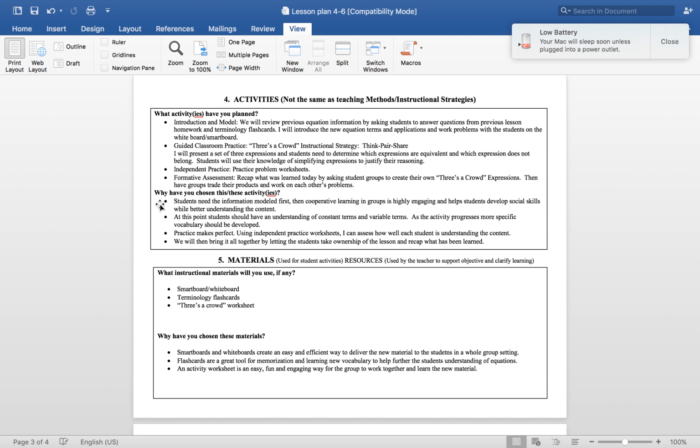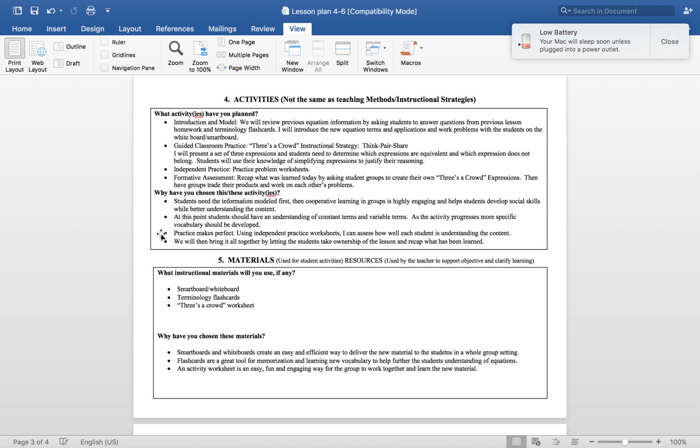I have chosen these activities because I think students need information modeled first. My role as their teacher, I want to be able to teach them first, and then through cooperative learning in groups, which is highly engaging, and it helps the students develop social skills while they're better understanding their content. And at this point, using my second standard for the English, they should have a better understanding of the terms and the constant terms and variable terms, and as the activity progresses, more specific vocabulary will be developed. And then practice makes perfect.